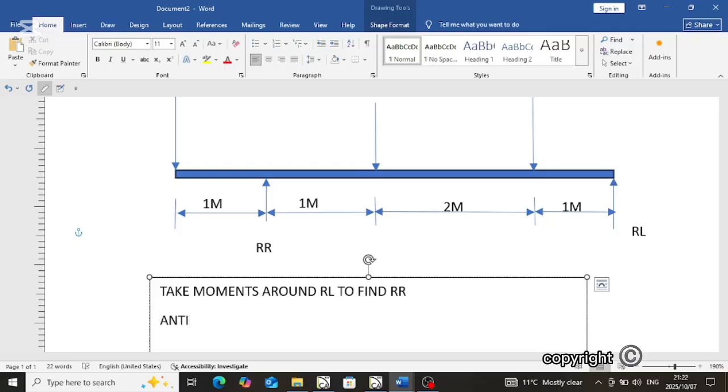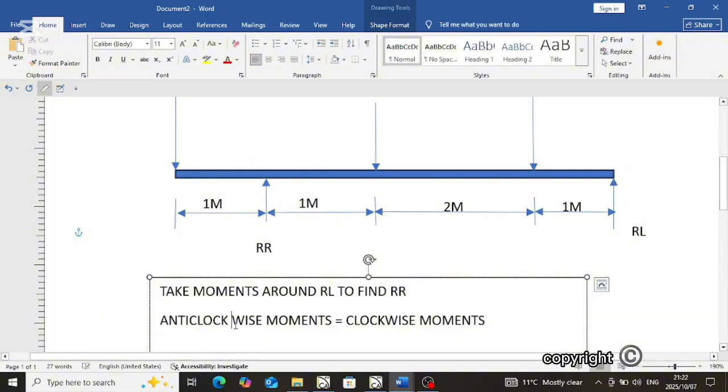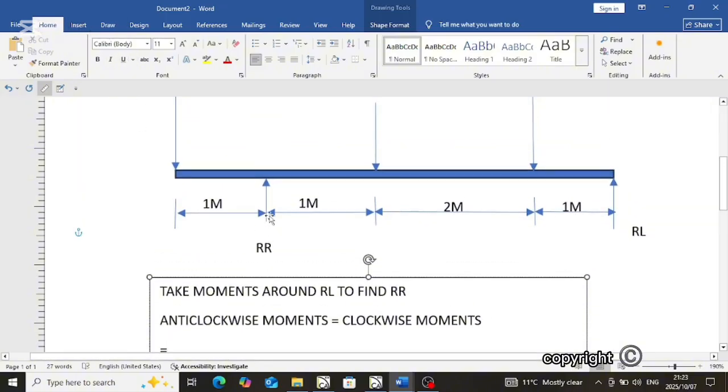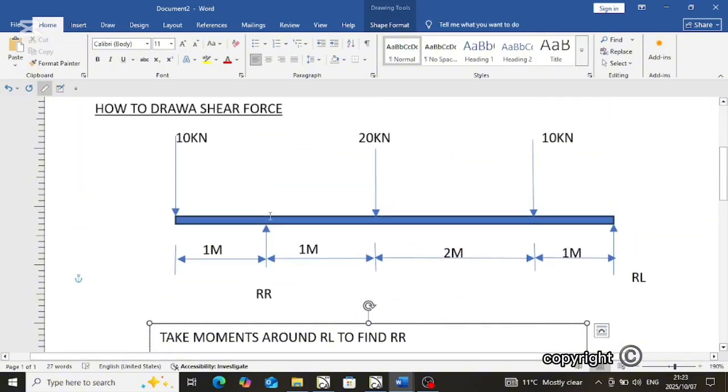So I will say anti-clockwise moments equals clockwise moments. This is the formula we use when we calculate reactions. So we go to the beam. On the beam, it's where we will identify those anti-clockwise forces and clockwise forces. Okay, let's check on the beam.